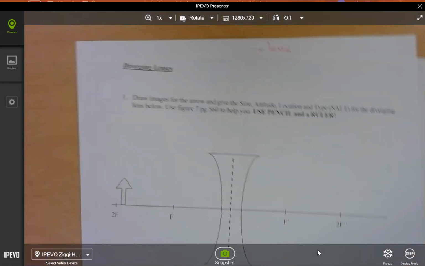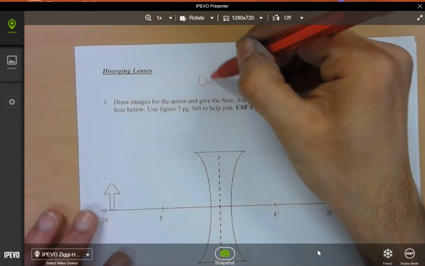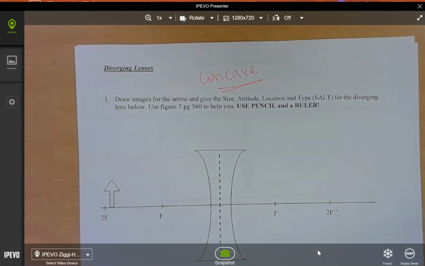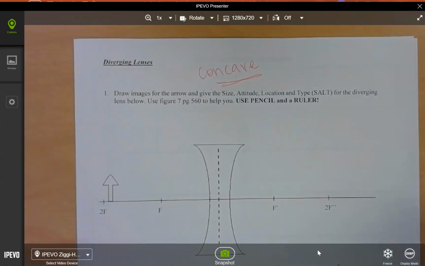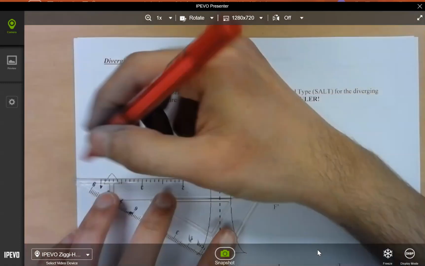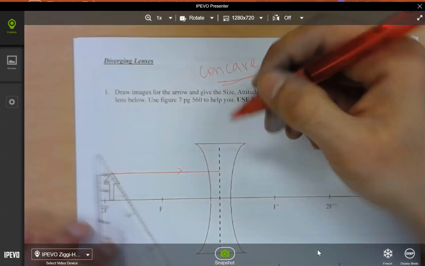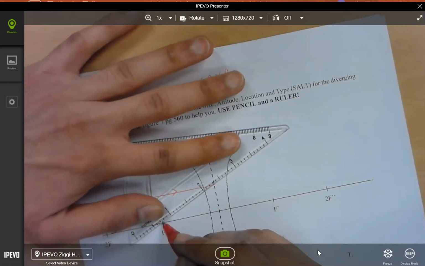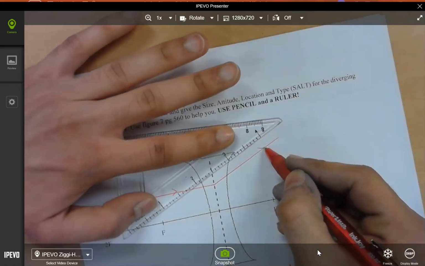Okay, what kind of lenses are diverging lenses? Concave lenses. And these are just like convex mirrors. They only give one type of image, so there's no need to draw a bunch of ray diagrams. We're just going to draw one just to get the SALT working. So we're going to use our first rule, parallel to principal axis, coming out as if through the focal point, the primary focus. So we're going to draw one like that.